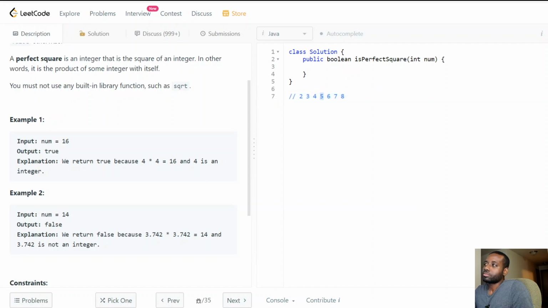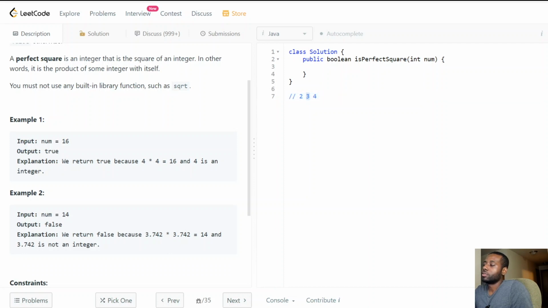We check: is 5 squared greater than 16? Yes, it is greater. Does it equal 16? No, it doesn't. So now we decide to go right or go left. Since 5 squared is greater than 16, we don't worry about the right. We go to our left, where we apply another round of binary search.